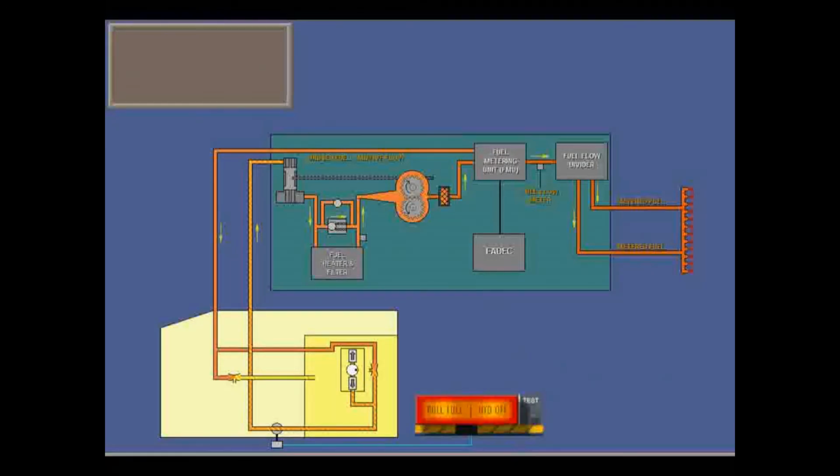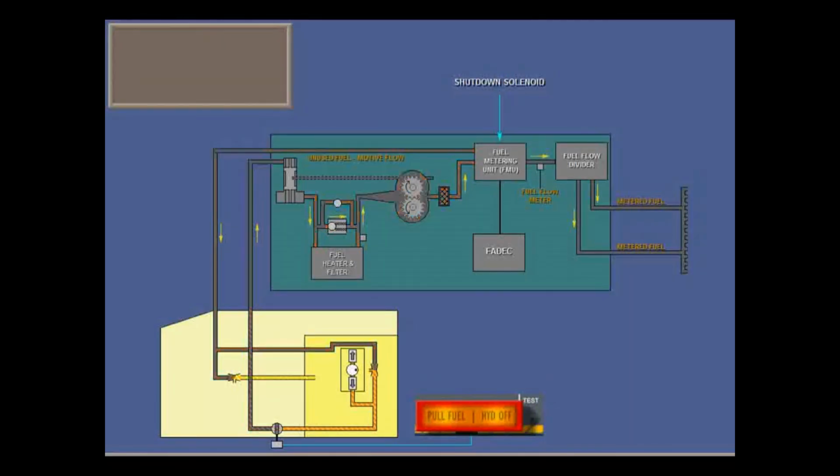In the event of an engine fire, pulling the pull fuel hydraulic off handle signals the FADEC to close the shutdown solenoid in the FMU to cut fuel to the engine and closes the fire shutoff valve. The solenoid also cuts fuel if there is a FADEC or electrical failure.